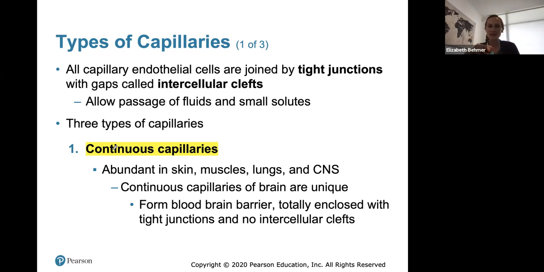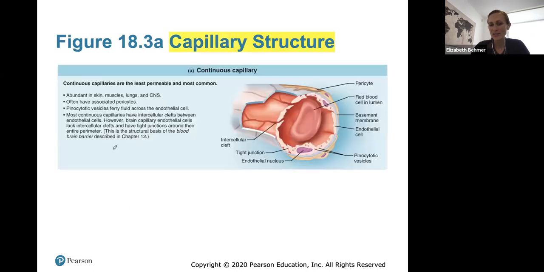The three types of capillaries. First, we have a continuous capillary, and these will be abundant in the skin, muscles, lungs, and central nervous system. Continuous capillaries of the brain are unique because they form what we call a blood-brain barrier, where they're totally enclosed with tight junctions and no intercellular clefts.